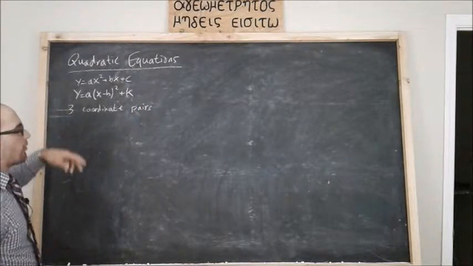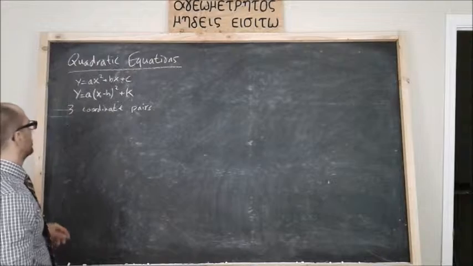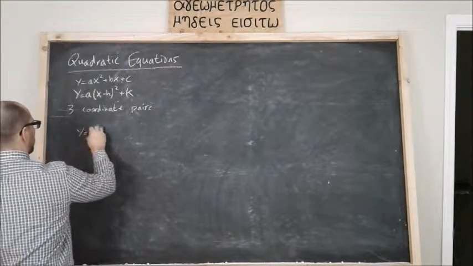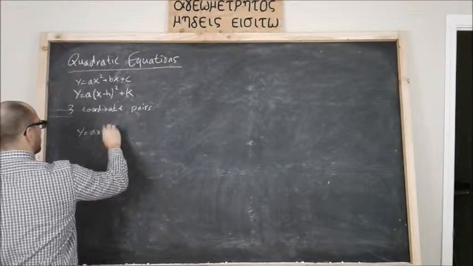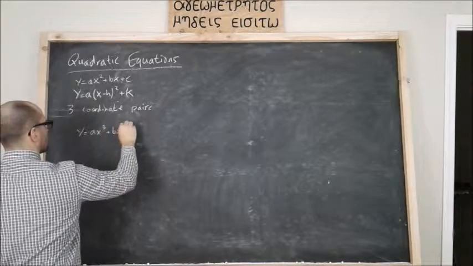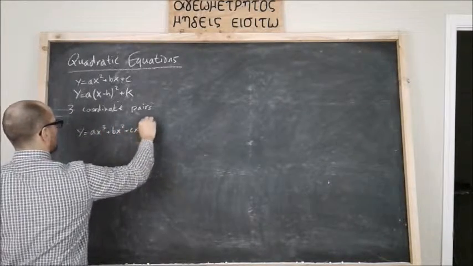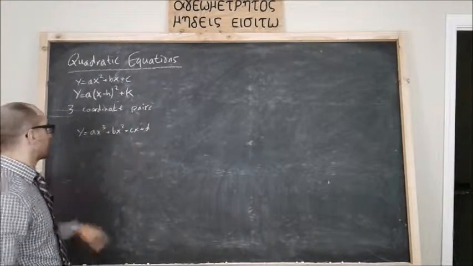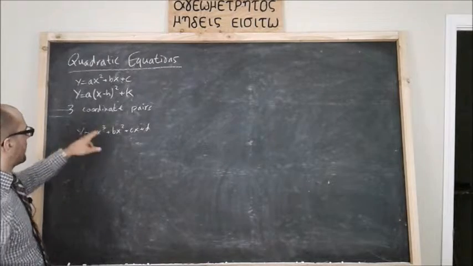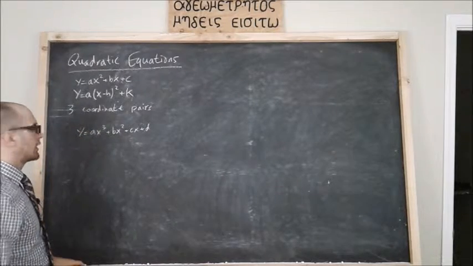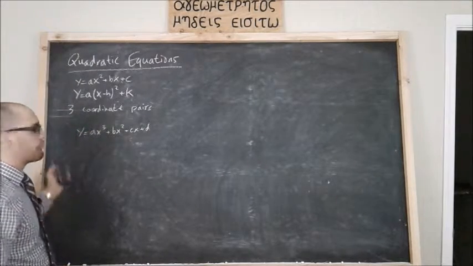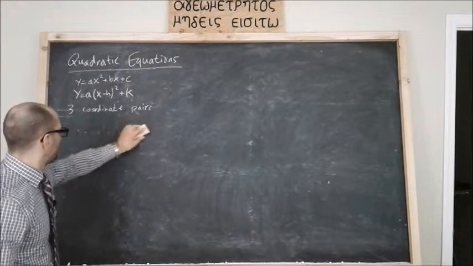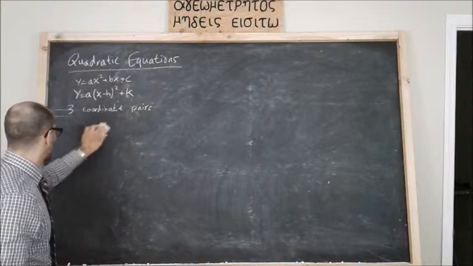In fact, higher order polynomials, so if we went to y equals ax cubed plus bx squared plus cx plus d. 1, 2, 3, 4 pieces of information. And likewise with the 4th order, 5th order, etc. We're not going to focus on those today. I'm just throwing that out there for your curiosity.